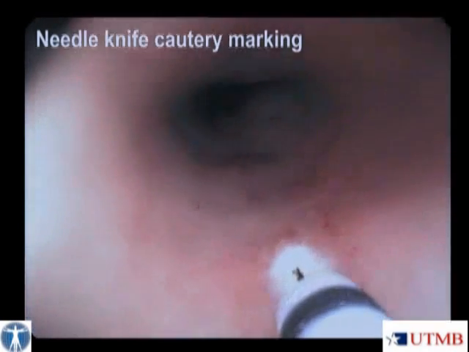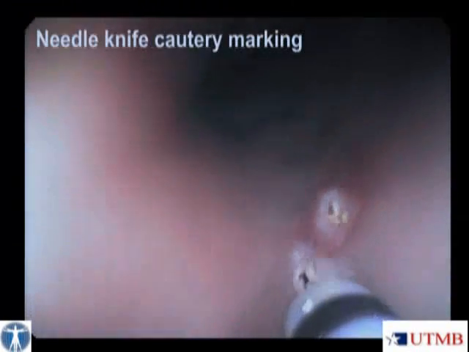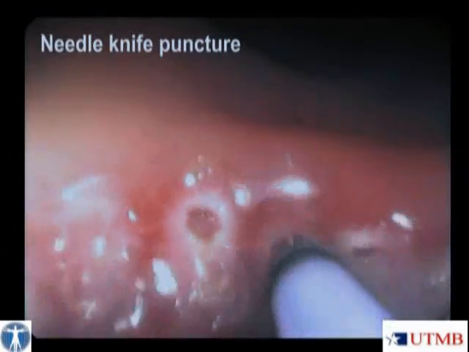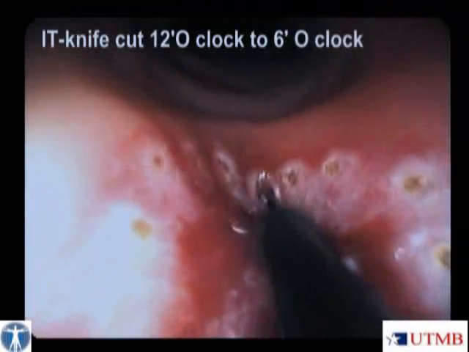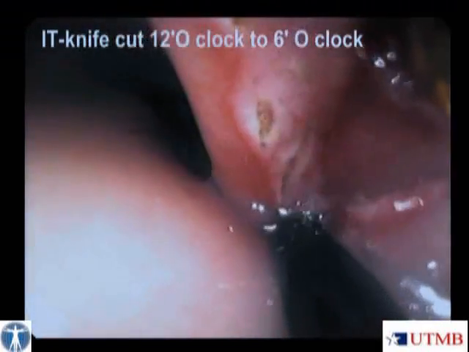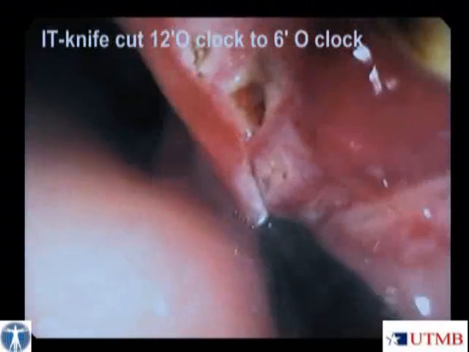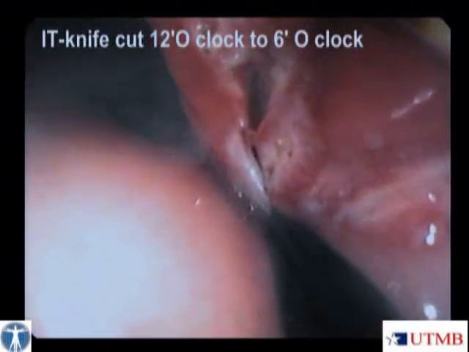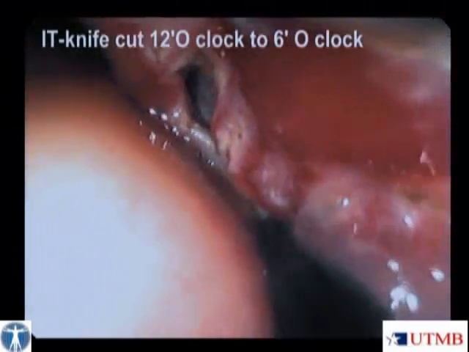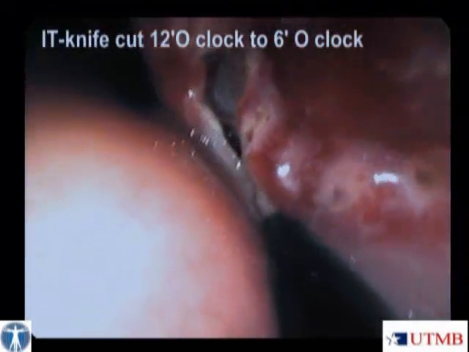10 animals were used for the experiment. A double-channel endoscope was used for this purpose. After cleaning the colon, needle knife cautery was used to mark a 2 cm circular area. After puncturing the colon at 12 o'clock with an IT knife, a full-thickness cut was made from 12 o'clock to 6 o'clock in the anti-clockwise direction by gently pulling the endoscope down.